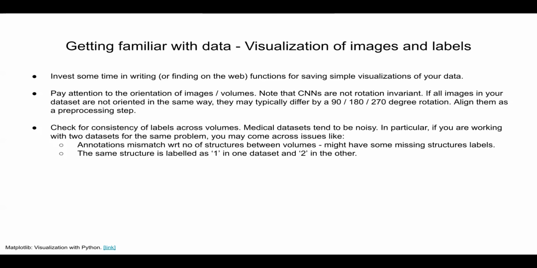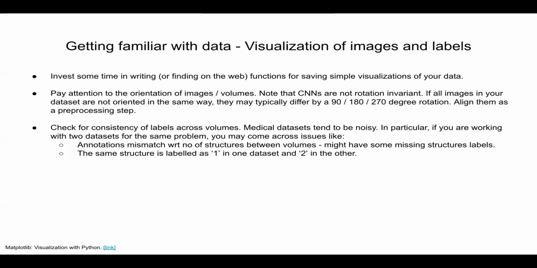Also pay attention to the rotation of volumes and so on. CNNs are not rotation invariant, as we know. So if your data sets are not oriented in the same way, so if I'm looking at an image of a brain, it should always be like this. But if somehow it's rotated by 90 degrees, you may want to rotate it back as a pre-processing step and not have the CNN worry about that.